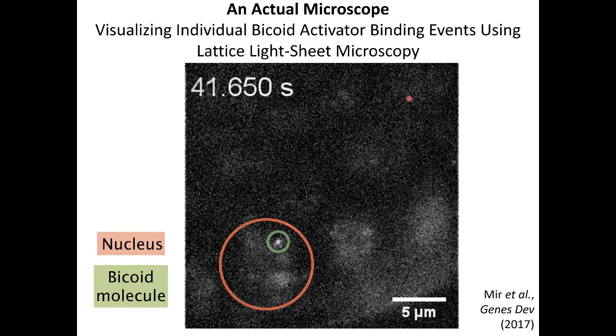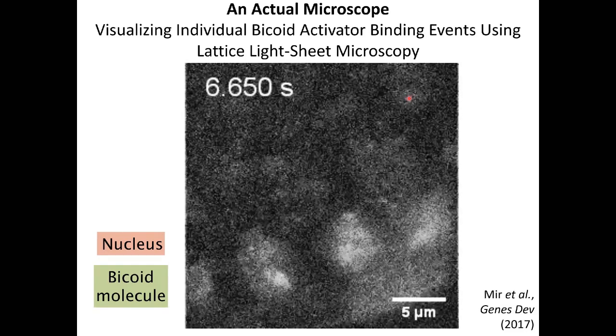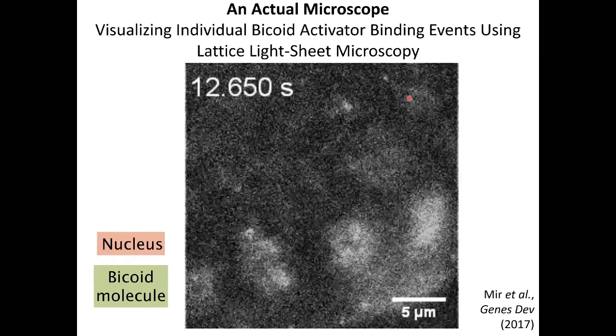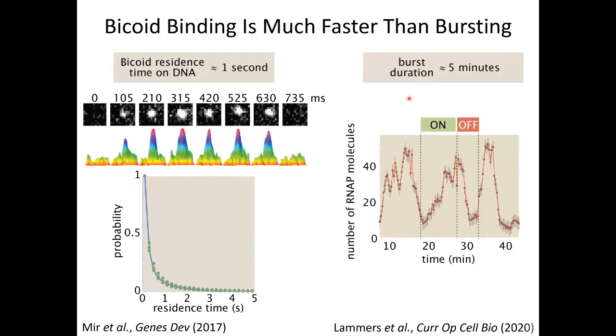And I don't know if it's going to play that well in the video, but hopefully you can see some flashes of light. Each flash corresponds to a binding event. And what you can do then is ask, how long do these flashes live for? And that's a proxy for the Bicoid residence time on the DNA. And what we find is that that's about 1 second, which is a lot faster than the burst duration of 5 minutes that we saw.